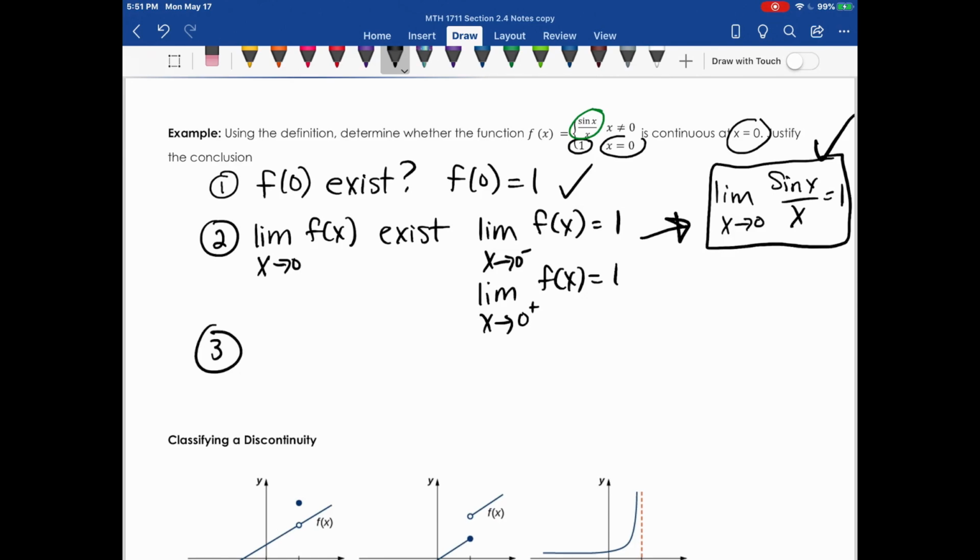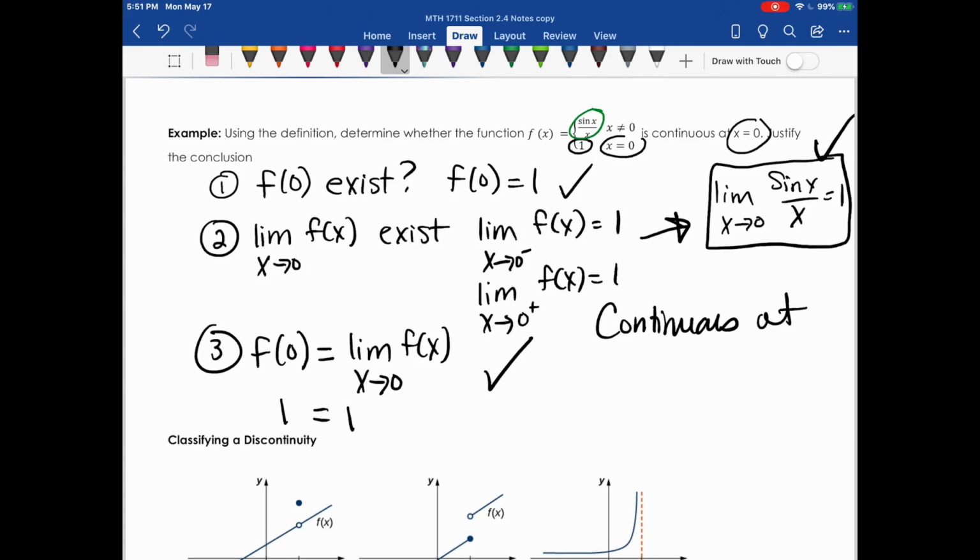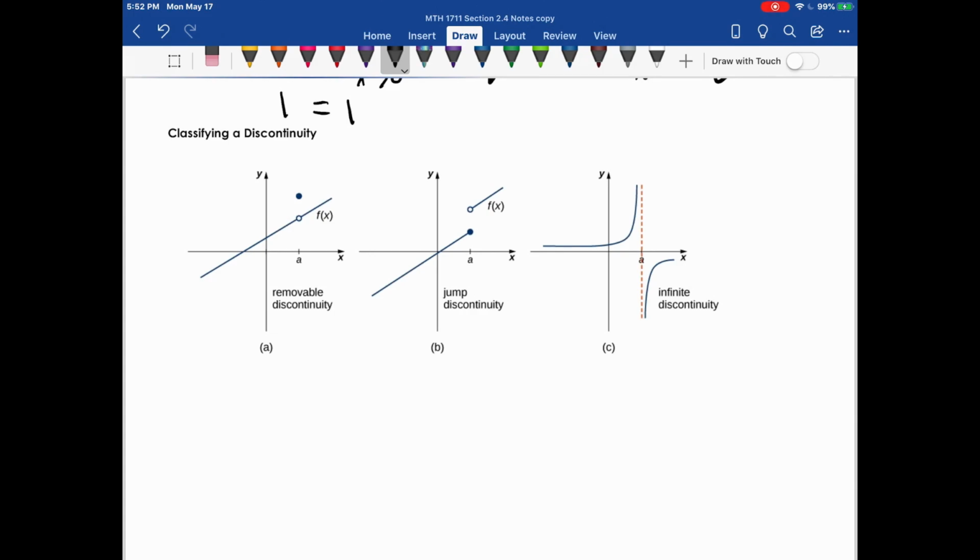Now the third property says that we have to check that the value of the function has to be equal to the limit of the function at that point. And we said in the first step, the value of the function is 1. In the second step, we said the value of the limit was 1. So this property passes as well. Since all three properties pass, this is definitely continuous at x equals 0.